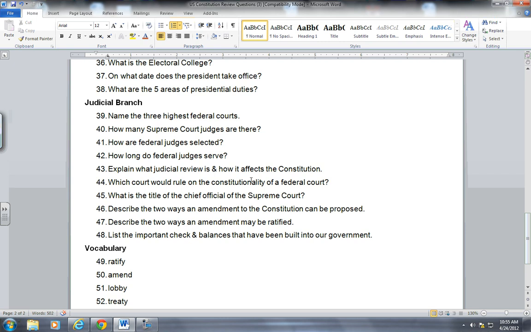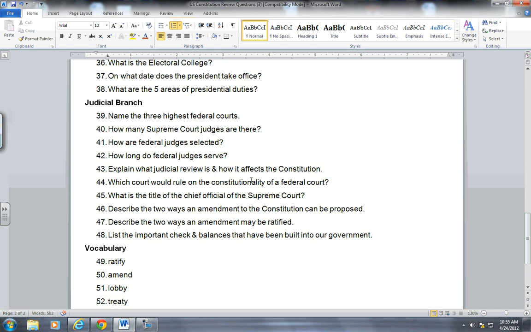43, judicial review. It's a process of interpreting the meaning of the Constitution. As changing conditions arise, the Supreme Court can interpret the meaning of the Constitution differently, changing the meaning of the document. And of course, that was given to us by Marbury versus Madison. 44, Supreme Court. 45 is Chief Justice.